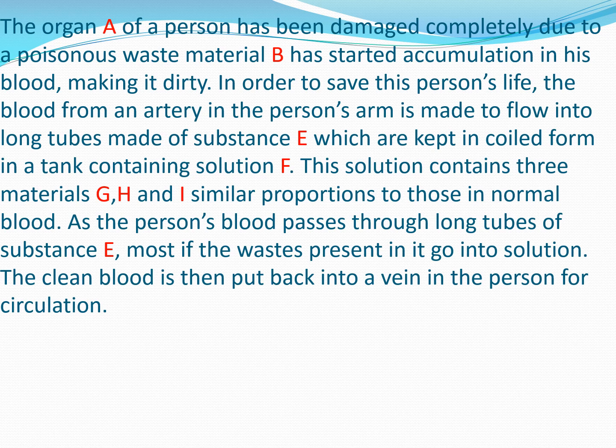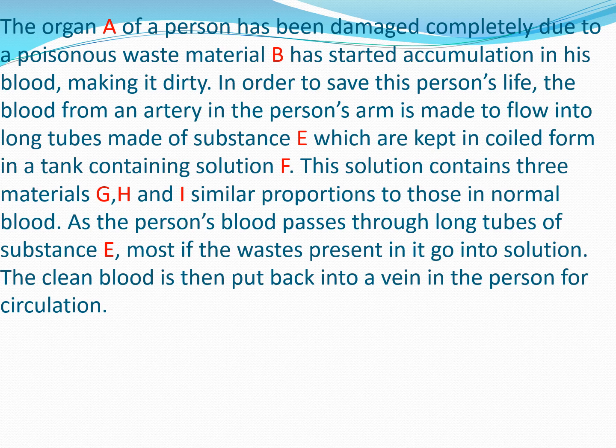Okay, so the organ kidney of a person has been damaged completely due to a poisonous waste material B, that is urea or nitrogenous waste substance, which has started accumulating in his blood, making it dirty. In order to save this person's life, the blood from an artery in the person's arm is made to flow into long tubes made of substance E.